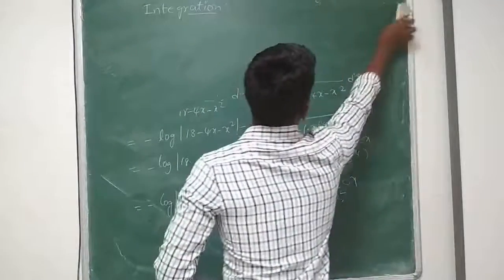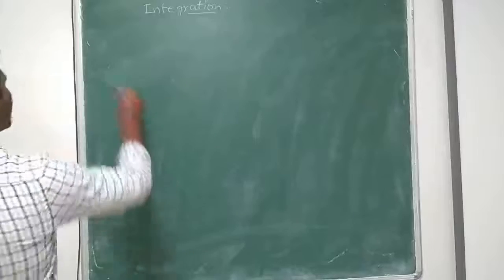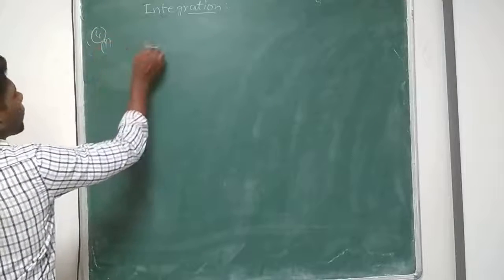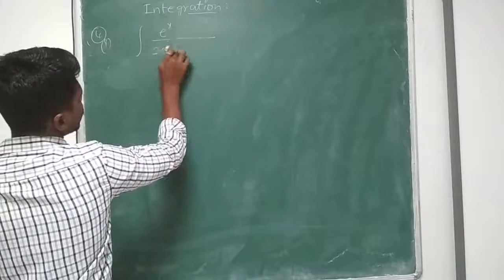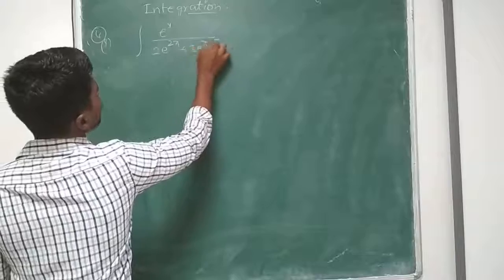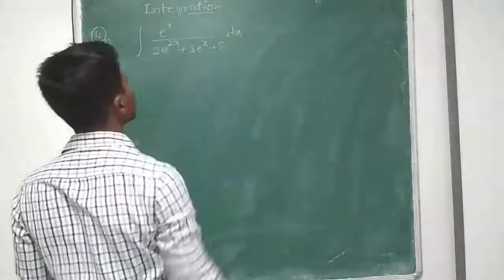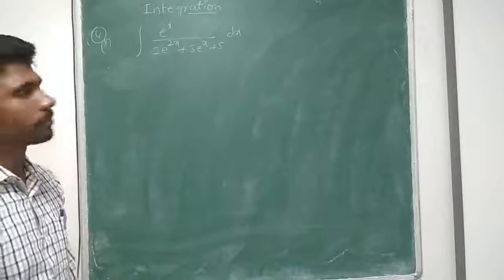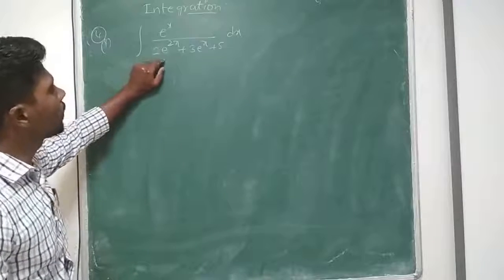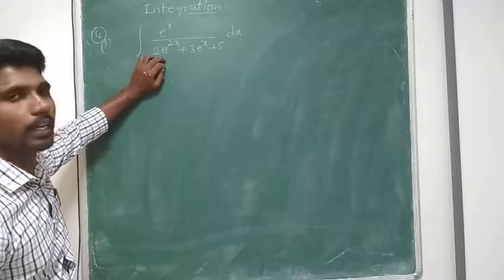Integral of e power x by 2 into e power 2x plus 3 into e power x plus 5 dx. Check whether the denominator is like a quadratic form or not. It's like a quadratic equation in e power x.